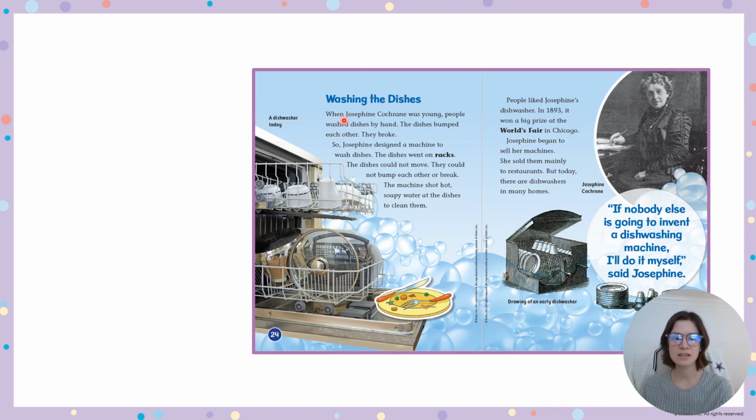Washing the dishes. When Josephine Cochrane was young, people washed dishes by hand. The dishes bumped each other, they broke. So Josephine designed a machine to wash dishes. The dishes went on racks. The dishes could not move. They could not bump each other or break. The machine shot hot, soapy water at the dishes to clean them.